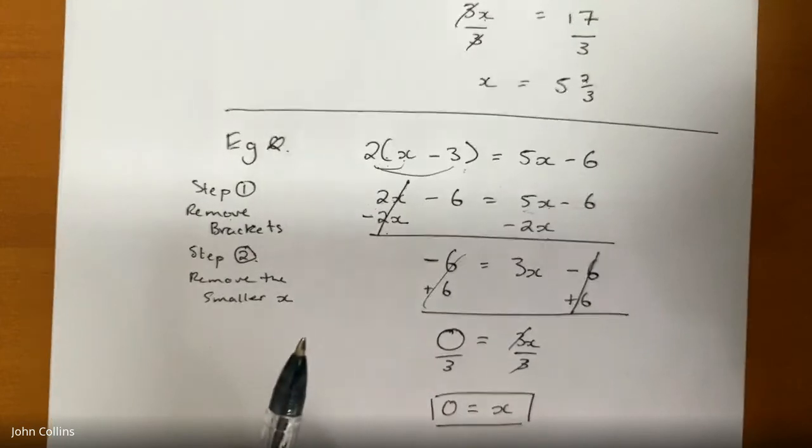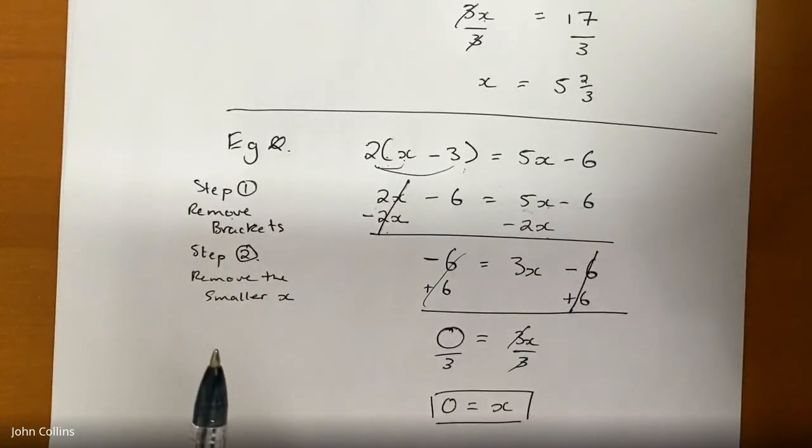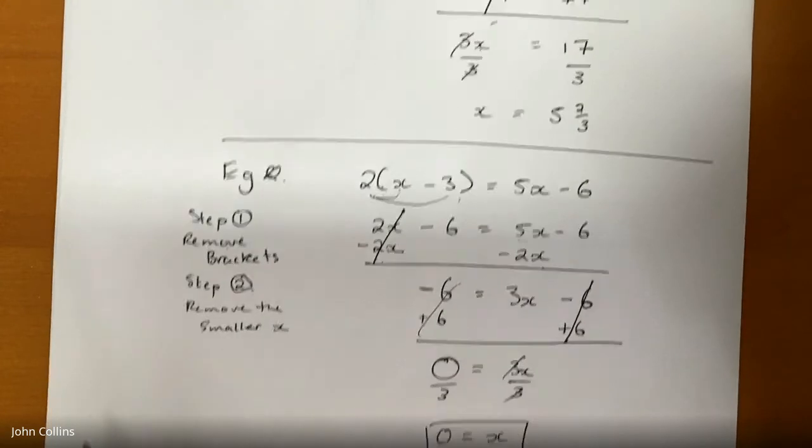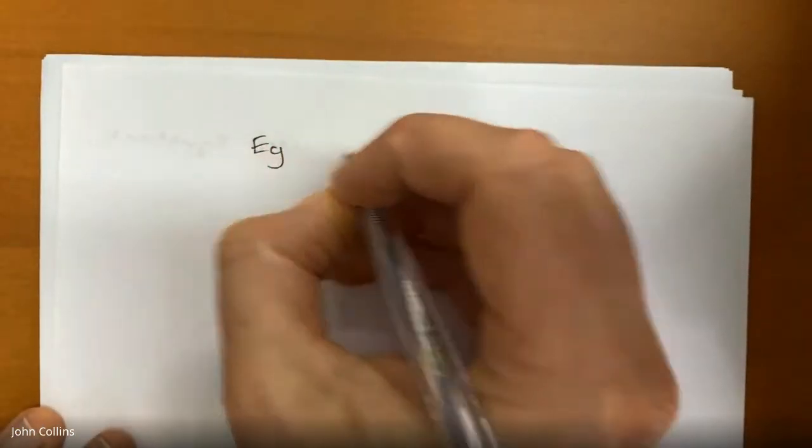Okay. But what happens if the x's are on the same side of the equal sign? Well, we do that type next. This is our last example question. So if you think you're getting the hang of these, try and do the example question faster than me, and type the answer in the chat.